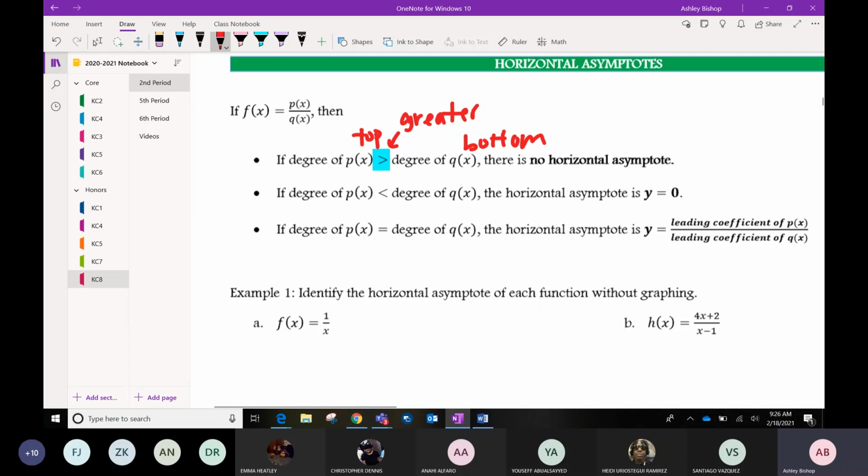That's your first one. Okay, your second scenario is if your degree on top, again, p of x is the one that's on top, is smaller than, if it's less than, that means less than. If the top degree is less than the bottom one, your horizontal asymptote is equal to y equals 0.